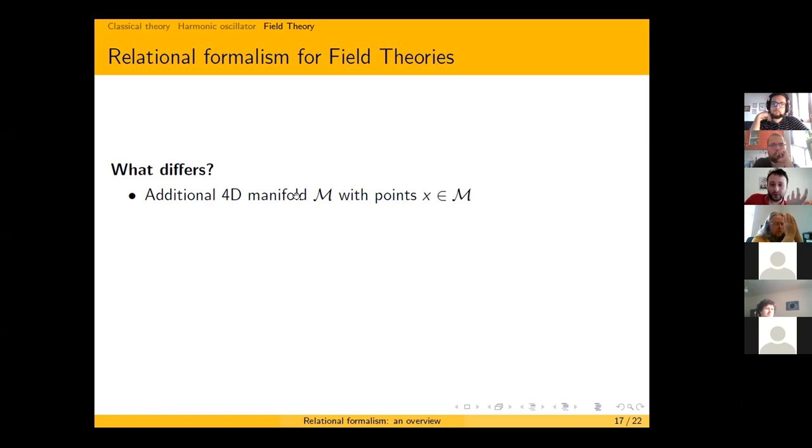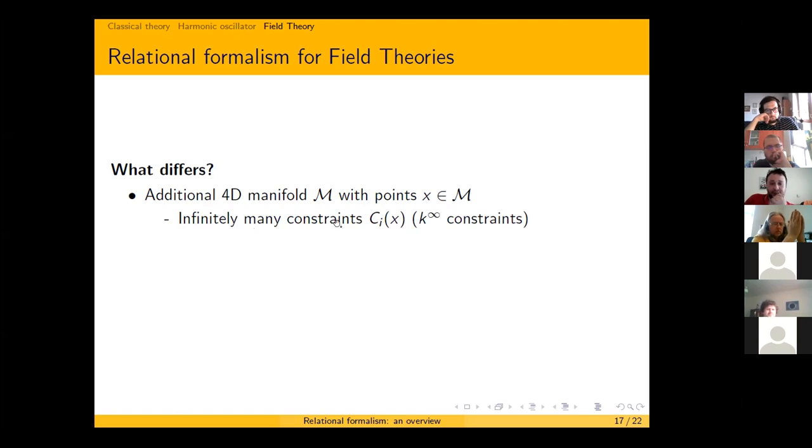So we have this manifold M, with points denoted x. And what changes? Well, we get much more complicated structures, because we have not only, say, k constraints, but we have k to the infinity, because each constraint is different at each x. So we have infinitely many constraints, one for any x in the manifold.